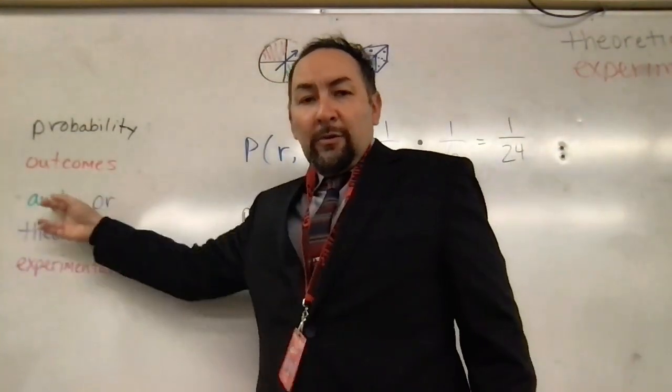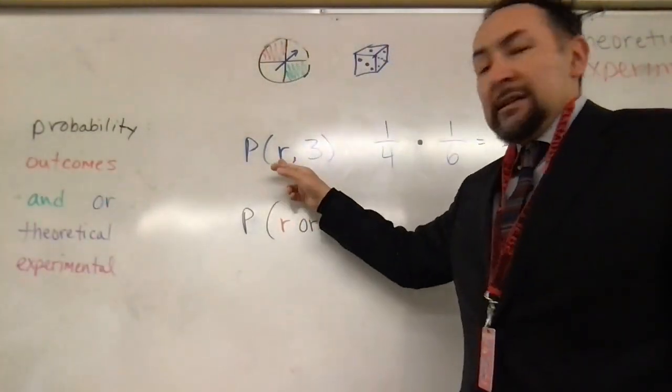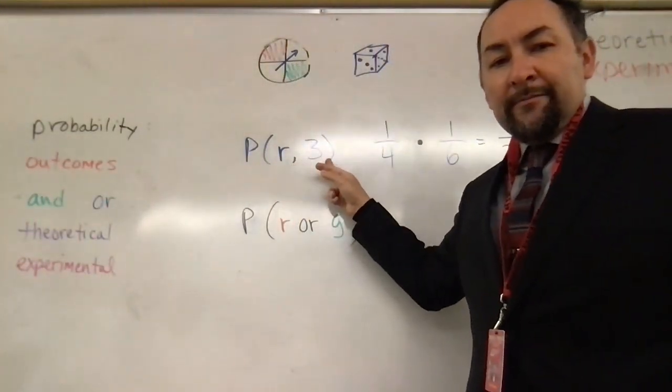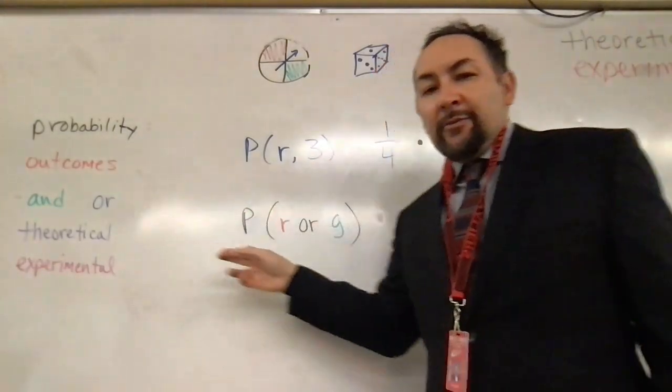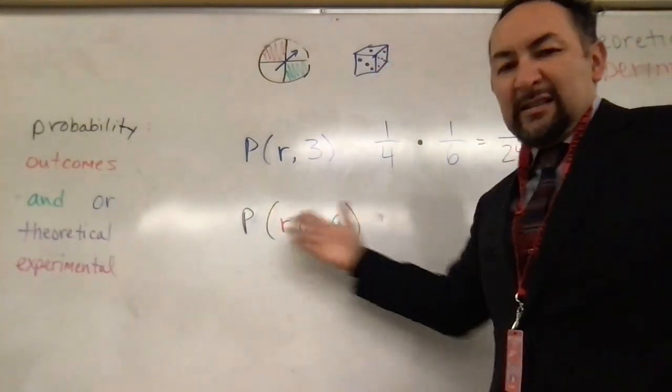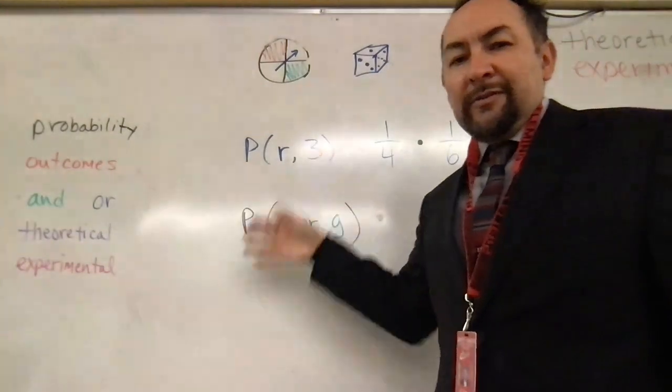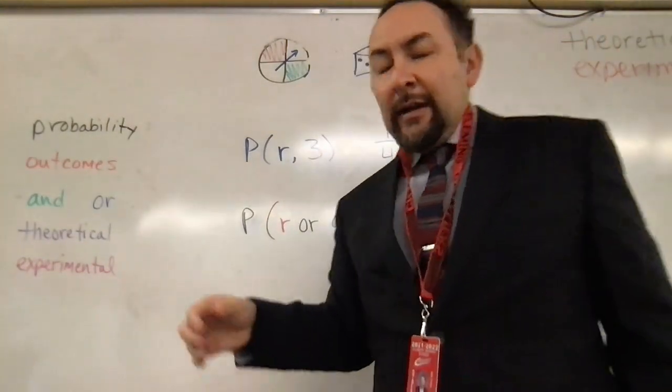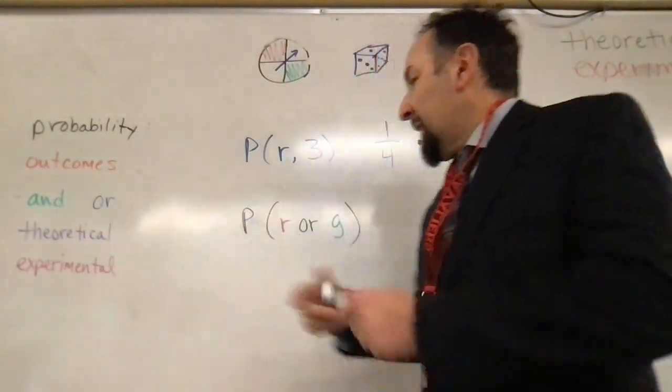And we can do probabilities where you have to do this and you have to do something else. And we can do probabilities where you have to do this or this. Either one counts. So those are two different types that we're going to cover right now. Theoretical and experimental, we'll get back to in a little bit.